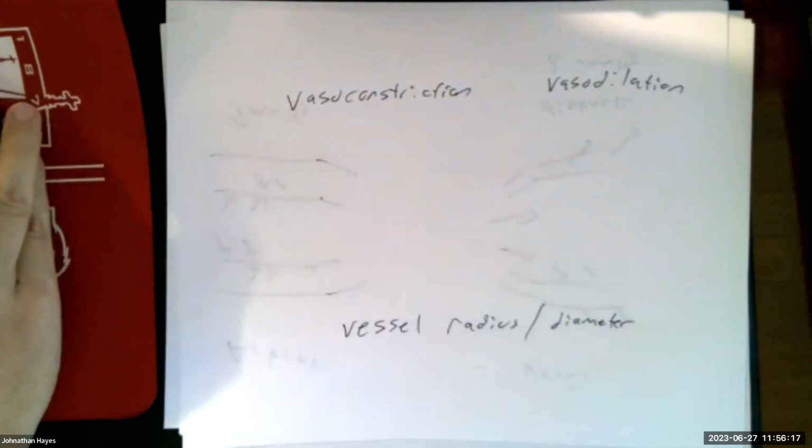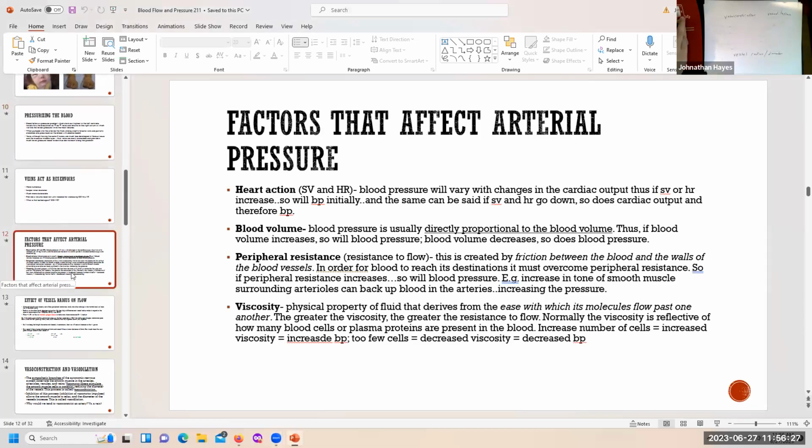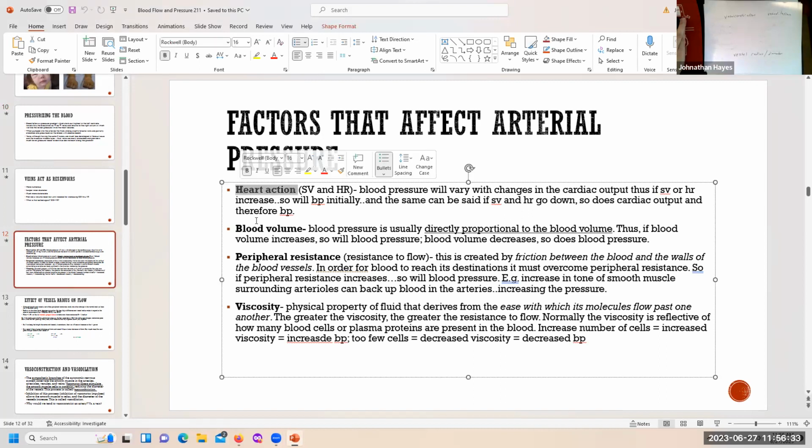Vessel radius, or vessel diameter, is one of the most powerful contributions we can apply to pressure, because there's a slide that you'll see in the notes. You can read through the notes at your own leisure, but there are certain things I want to touch on. There are certain things that can affect arterial pressure: heart action, blood volume, peripheral resistance, viscosity. Heart action's a pretty easy one. That's just how hard the heart's beating.